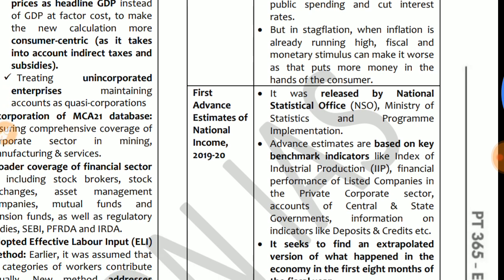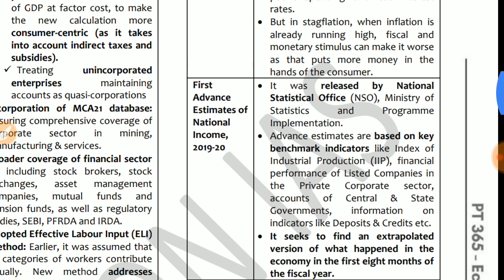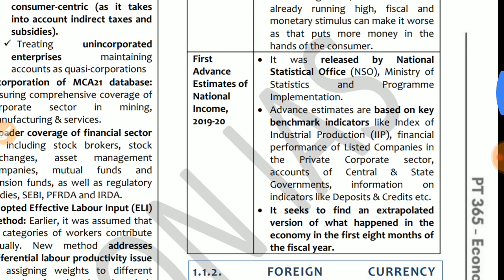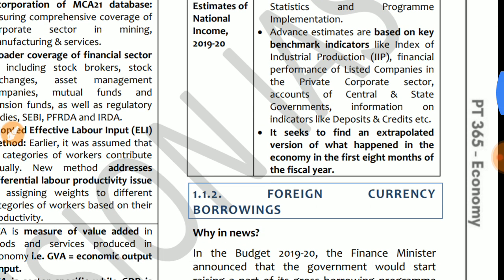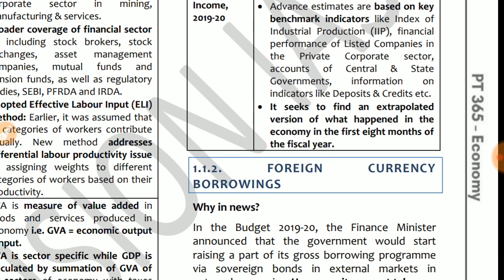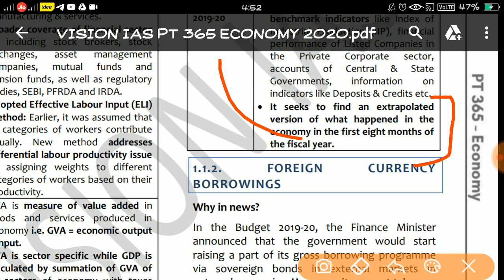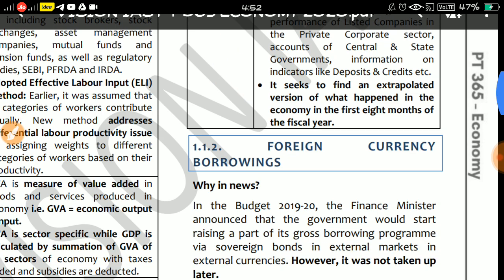And apart from that, the first advance estimate of national income 2019-20 was released by the National Statistical Office under the Ministry of Statistics and Programme Implementation, popularly called MOSPI. Advance estimates are based on benchmark indicators like the Index of Industrial Production, remember this IIP, and apart from that, the financial performance of listed companies, private sector corporations, and other things, as you can see over here. It seeks to find an extrapolated version of what happened in the economy and what is going to happen. That's why we are saying advance estimates. Okay, so this is it.